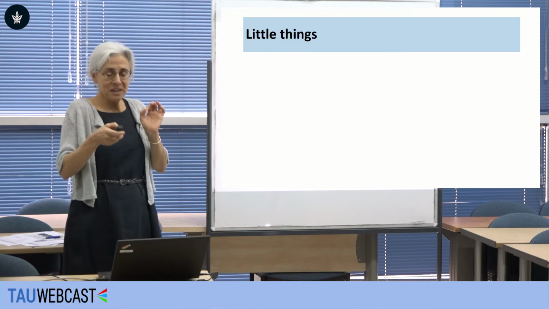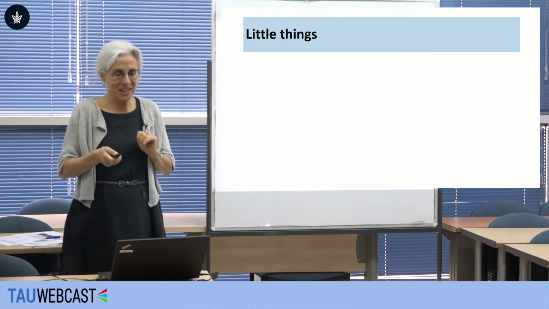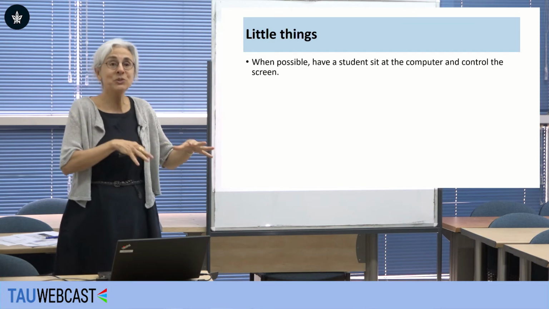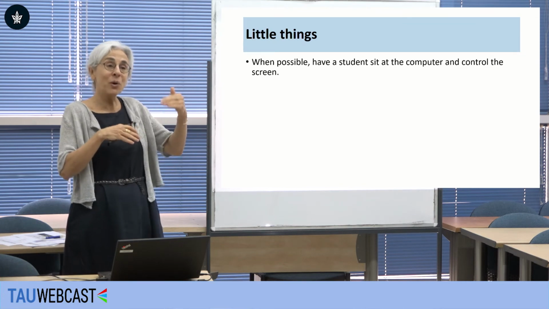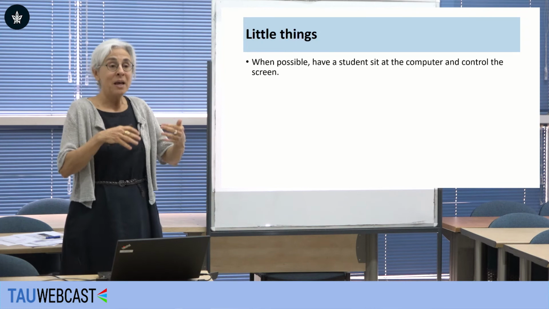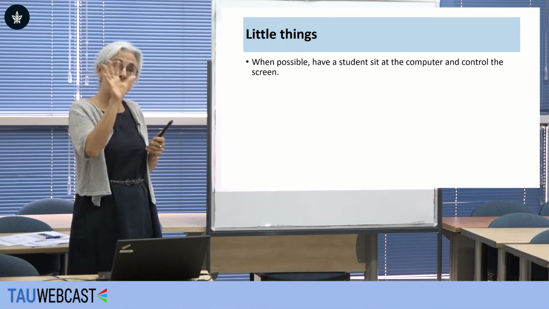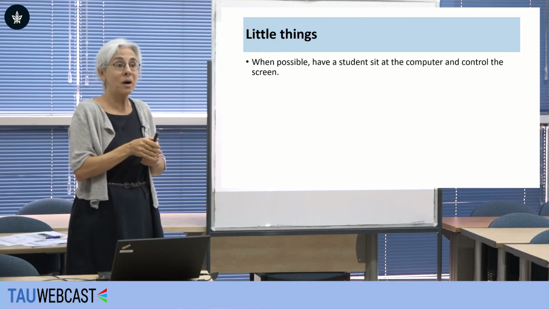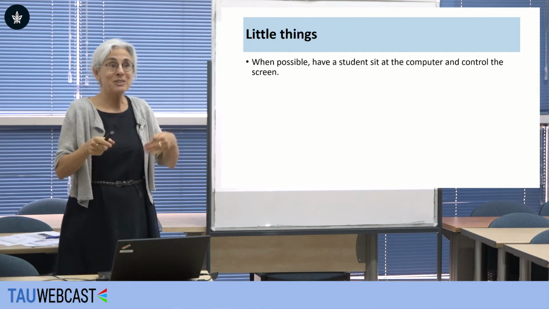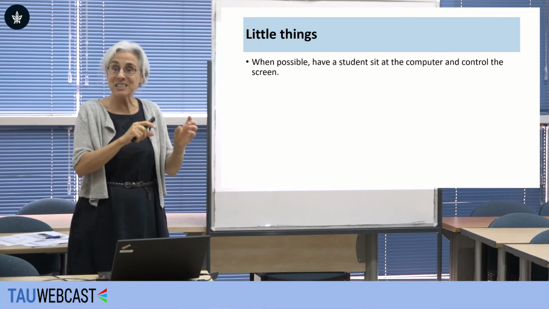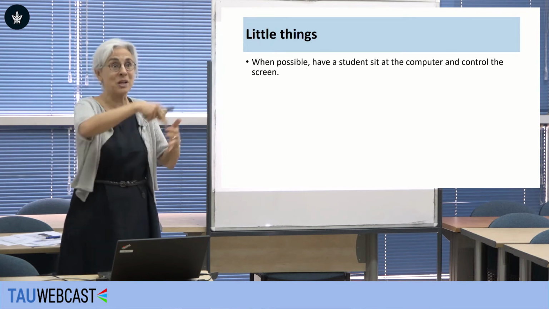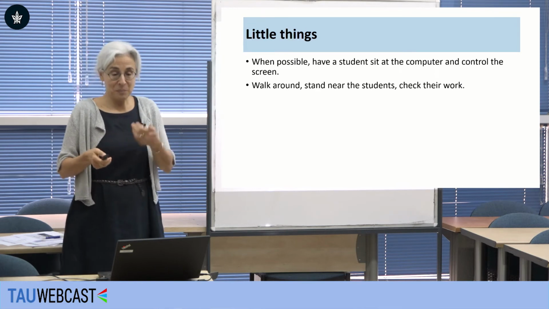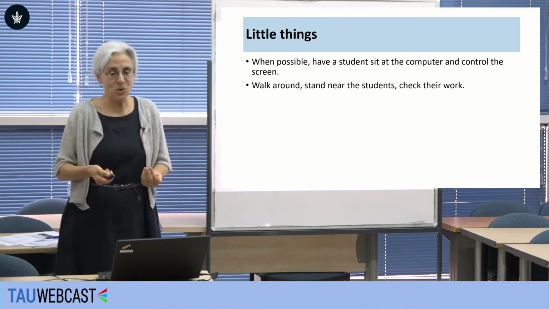Now, there are little things that we can do, and I'm almost done. So when possible, have a student sit at the computer and control the screen. For example, when we're going over an exam and the answers, I want the students to see the correct answers on the screen, marked on the article itself. So one student sits there and highlights the correct answers for all the students while I'm walking around. This is something the students really enjoy.